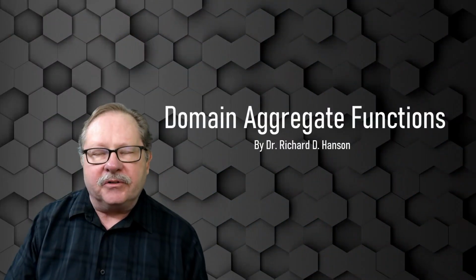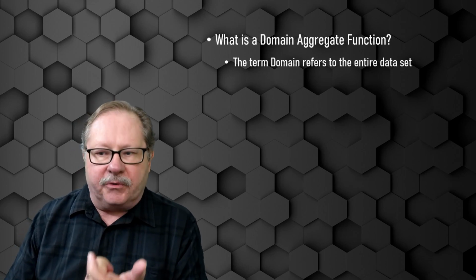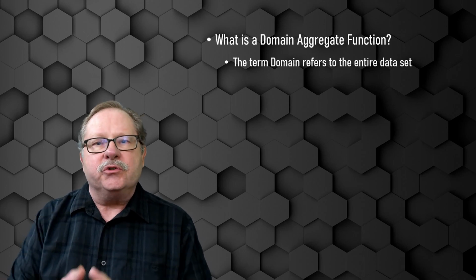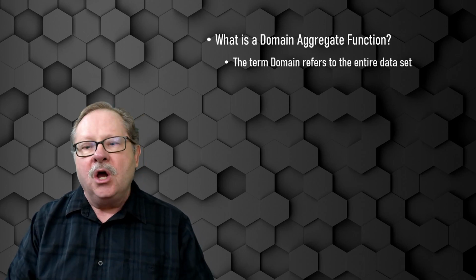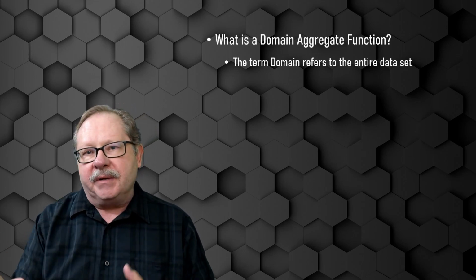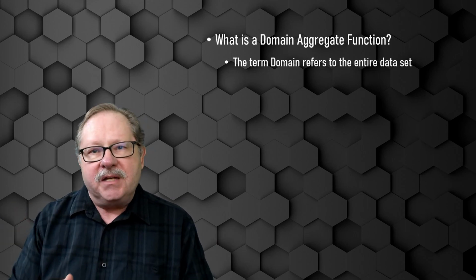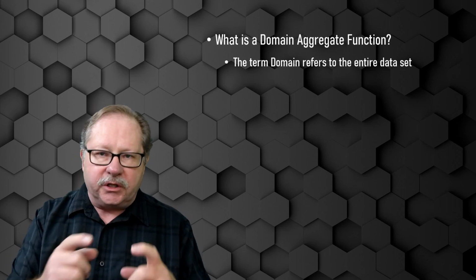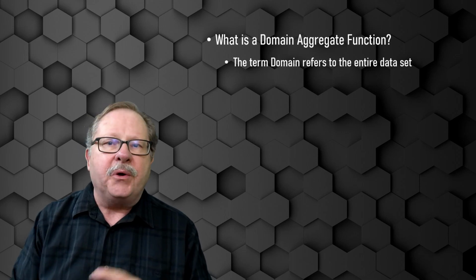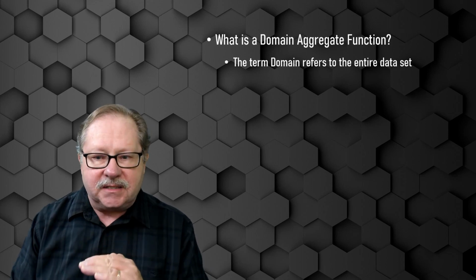So domain aggregate functions are basically functions where the domain in the name refers to the entire data set. So a domain function is going to do something over the entire data set. Now, when we have aggregate functions, in other words, totals queries, we're going to be summing or counting or averaging any number of records based on a group by that we usually group in the previous field. Well, a domain aggregate function, even if you have grouping, will sum or average or count the entire data set.